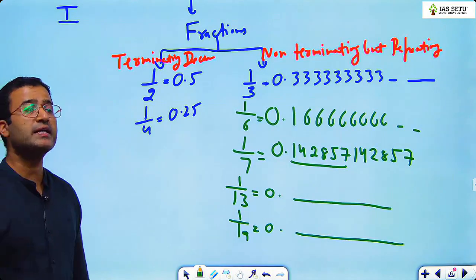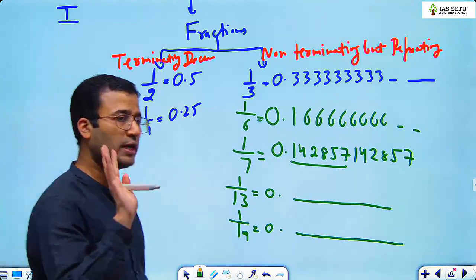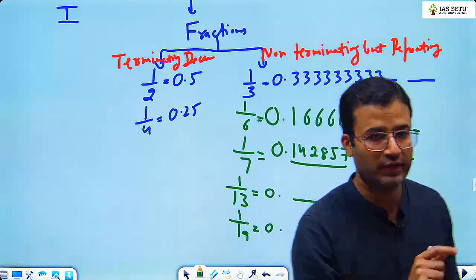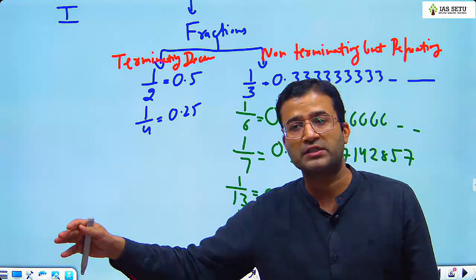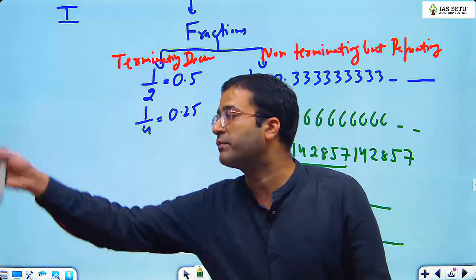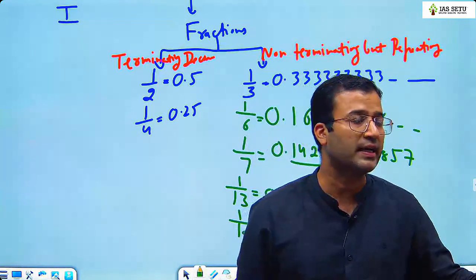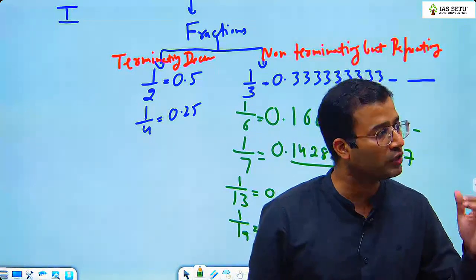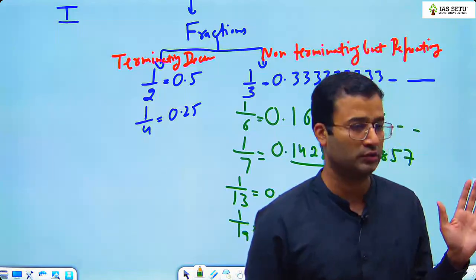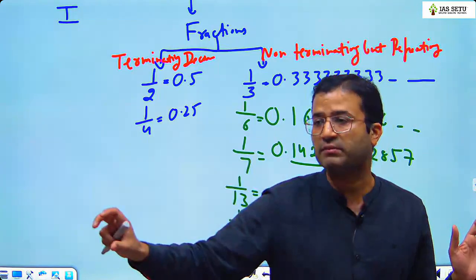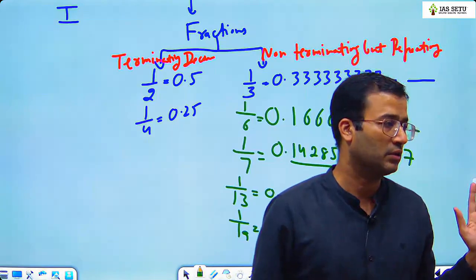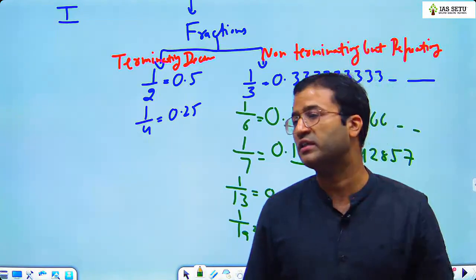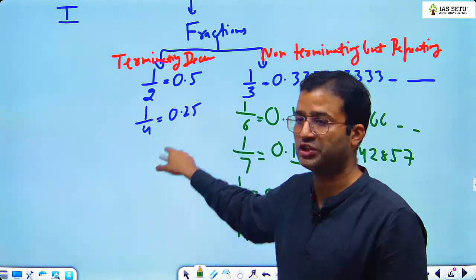So the point here is we have only two types of fractions in terms of decimal. When we convert in decimal, one type is called terminating decimal. Second, if they don't terminate, then there will be a repetition for sure: non-terminating but repeating. You will never have any other type of decimal under fraction.